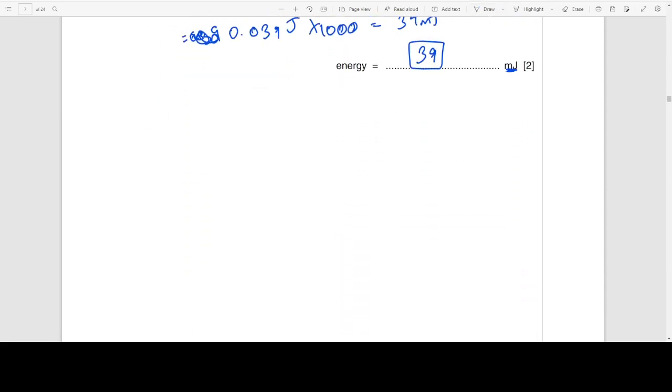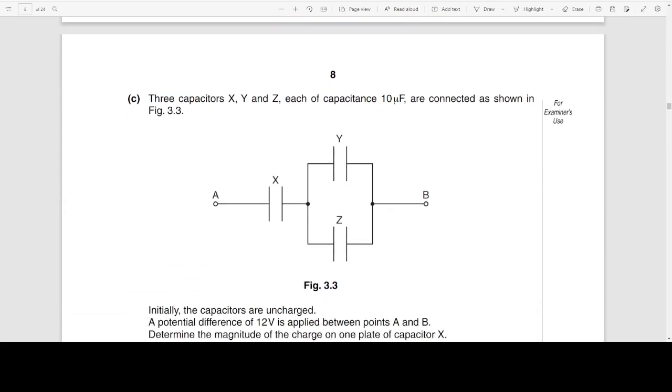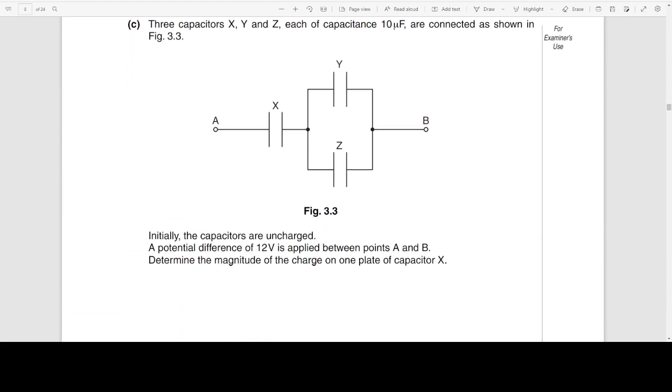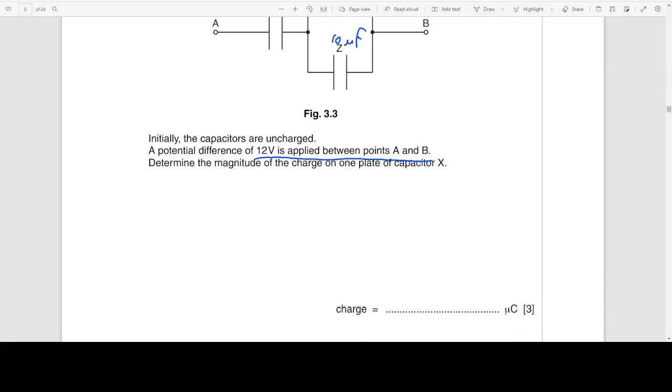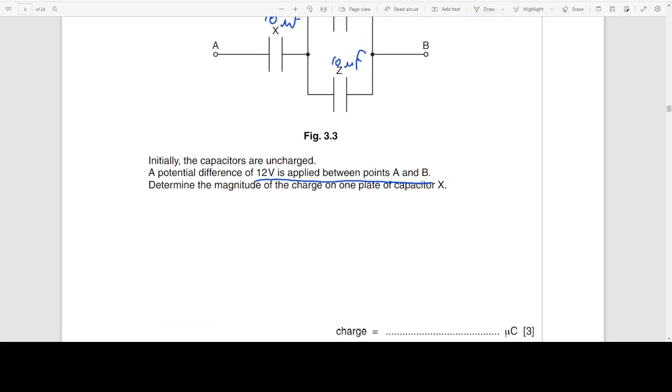Alright guys, so this is what happens when you don't concentrate on the units. So, 3 capacitors, each of capacitance 10 microfarads. Just writing it down. Initially the capacitors are uncharged. A potential difference of 12 volts is applied between the points A and B. Determine the magnitude of the charge on one plate of capacitor X. Alright guys, it's for 3 marks.